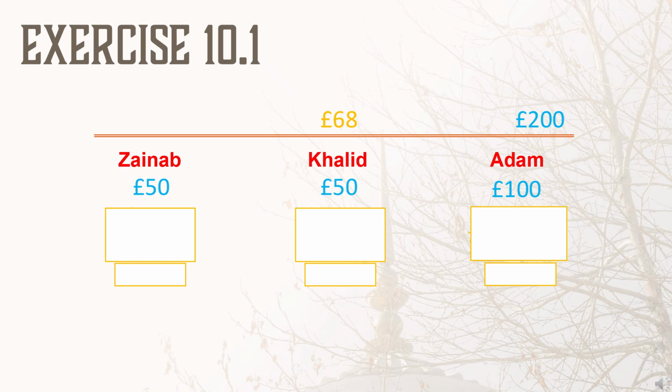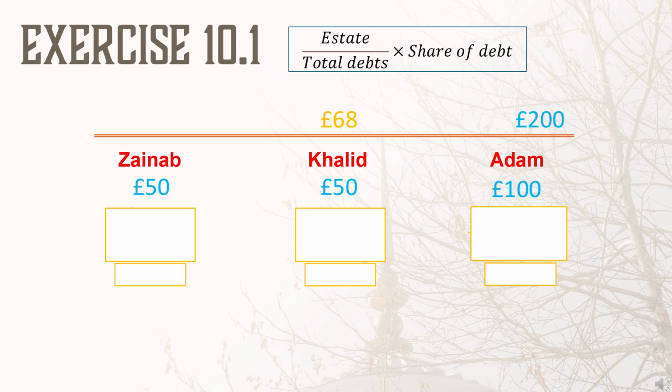Next, we use this formula. The formula is the estate divided by the total debts, multiplied by each person's debt, or each person's share of debts, you could say. If you remember the previous exercise 9.1, the positioning of the numbers and the way we calculate it is exactly the same. So for example, if we start off with Adam, we do £68 divided by £200, which is the base number, multiplied by Adam's £100. And when you calculate that, it equals £34.